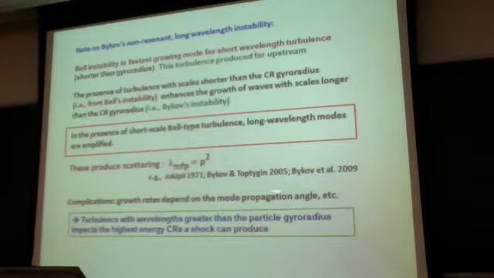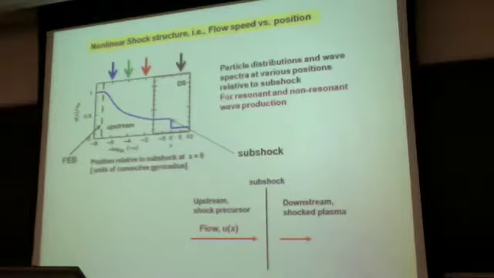This is a complicated problem, but the bottom line is that if you can produce turbulence with long wavelengths, in fact wavelengths greater than the particle gyro radius, this impacts the maximum energy you can generate in a shock. And this is one of the critical things we'd like to understand. What maximum energy can a shock produce? We have cosmic rays that are up above 10 to the 20th electron volts. How do we produce those cosmic rays?